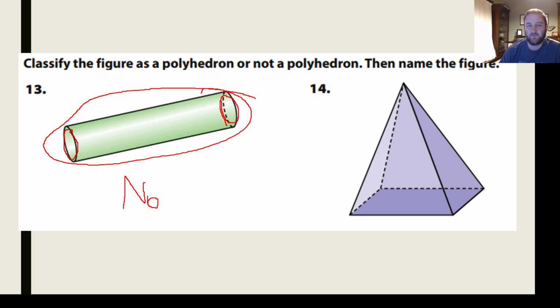14. What do you think about 14? Is this a polyhedron or not? Yes, it is. Okay, it's got all of the faces are polygons. This rectangle is a polygon, and each of these triangles are also polygons. So yes, this is a polyhedron.